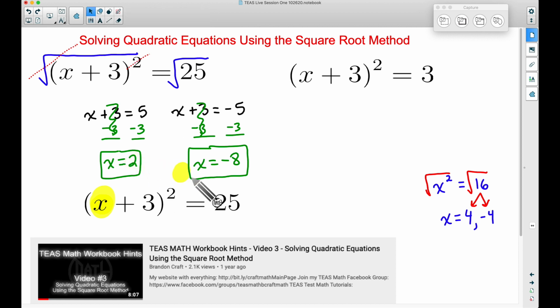Let's do the same thing with negative 8. If you take negative 8 plus 3, that is negative 5. And then if you square that, negative 5 squared means negative 5 times negative 5. And check it out, you do get 25.